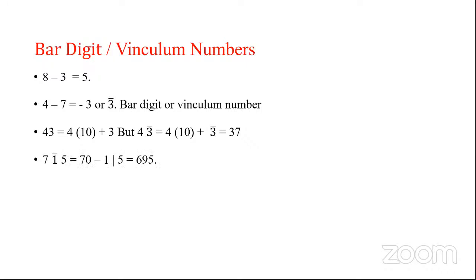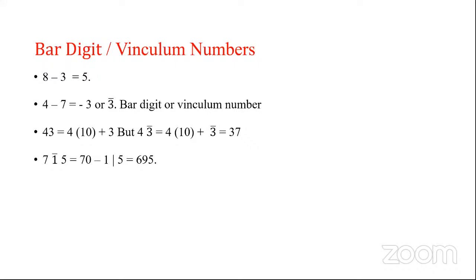Let us take one more example. 7 bar 1, 5. Two positive digits, 7 and 5, have positive place value, but the middle digit is a bar digit. So the positive digit is to be kept as it is, 5, and 7 bar 1 is to be read as 70 minus 1, or 695. Or I can say 7 into 100 plus bar 1 into 10 and plus 5. Plus bar 1 into 10 means minus 10. That's why it becomes 700 minus 10 plus 5, 695.